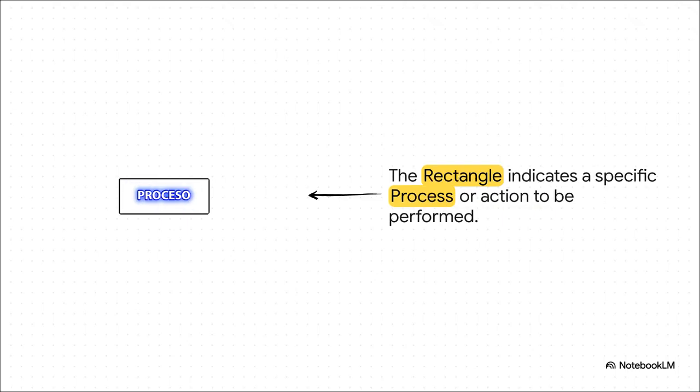Then you have the good old rectangle. This is your process box. It's the workhorse of the flowchart. Anytime an action, a calculation, or an operation happens, it goes inside one of these. This is where the work gets done.